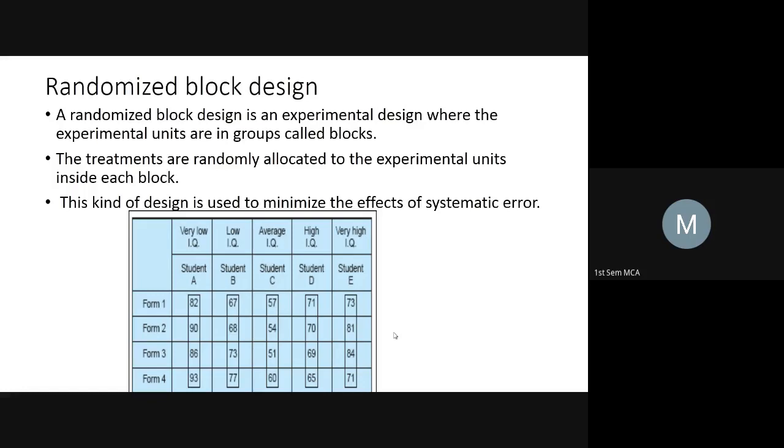I have got some set of students here for the explanation. We have taken only 5 students. Form 1, form 2, form 3, form 4 are nothing but your test 1, test 2, test 3, test 4. Test 1 is taken by all the students, A, B, C, D, E respectively. Test 2 is taken by all students. Test 3 is taken by all students. And test 4 is taken by all students.